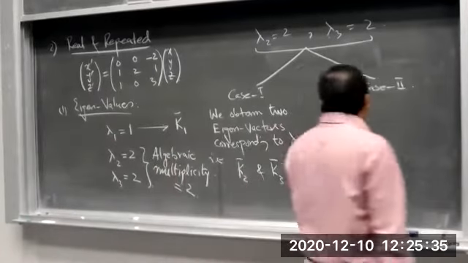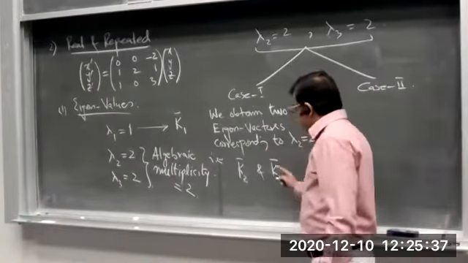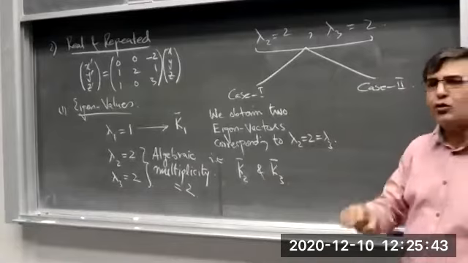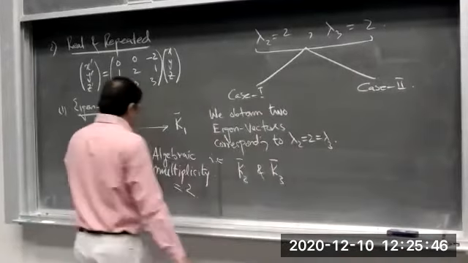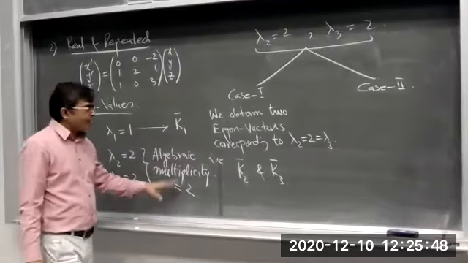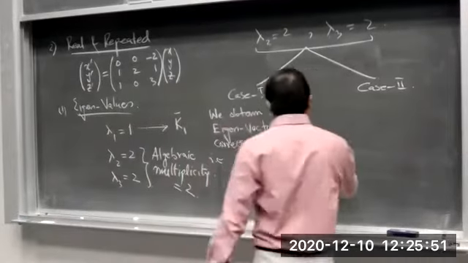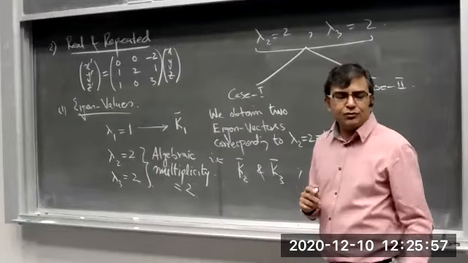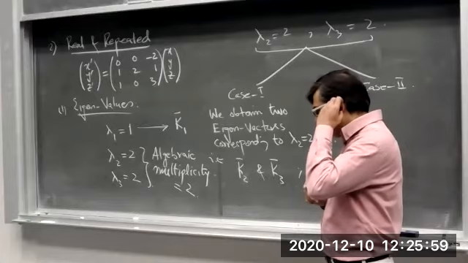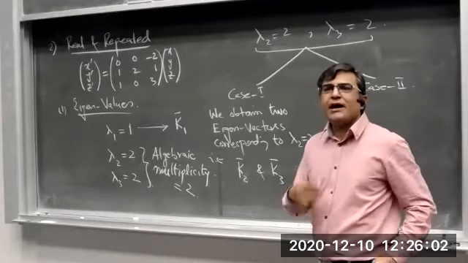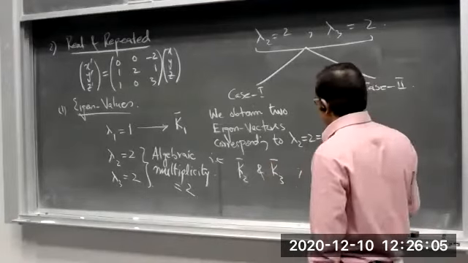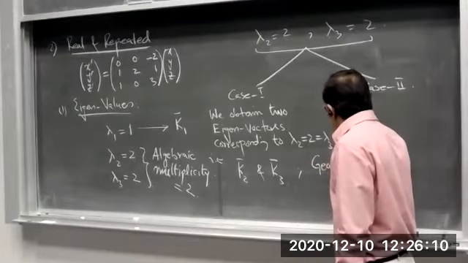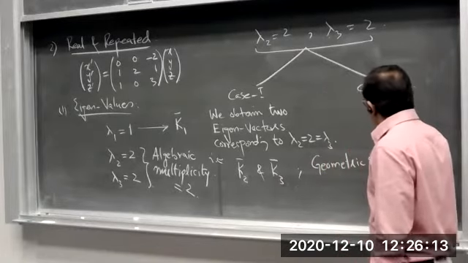Okay. Whereas these eigenvectors corresponding to a root which has algebraic multiplicity 2, this is called geometric multiplicity. I hope you know these things from your linear algebra course: algebraic multiplicity of eigenvalues and geometric multiplicity of the eigenvalues and eigenvectors. So this is geometric multiplicity.